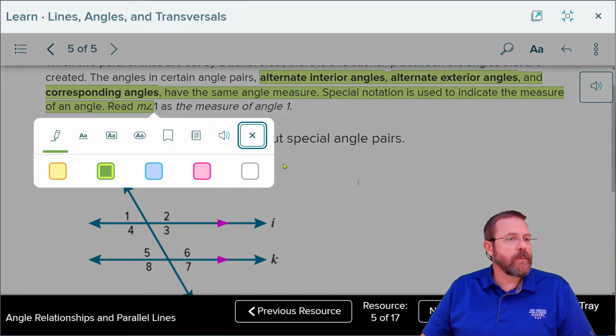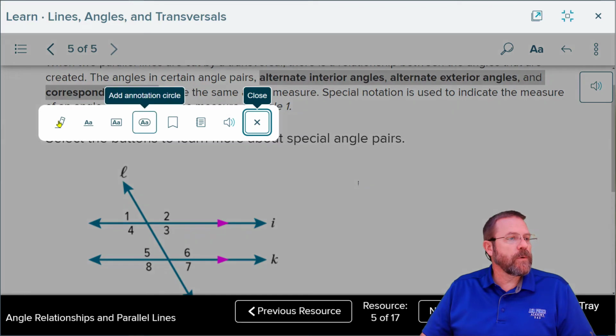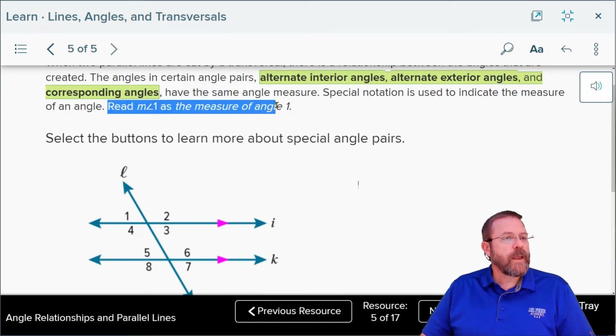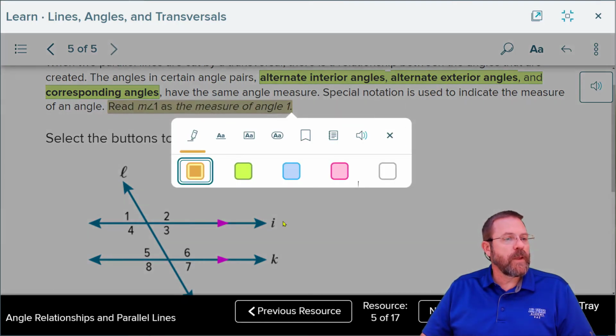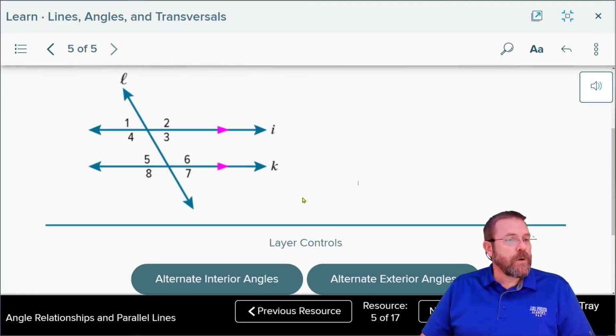Somehow I'd highlighted more than I should have. Let me clear that out and highlight just what I want this time. So right there is what I want. The special notation says that m∠1 is referred to as the measure of angle 1. Okay, we good so far? Let's take a look at our layer controls.